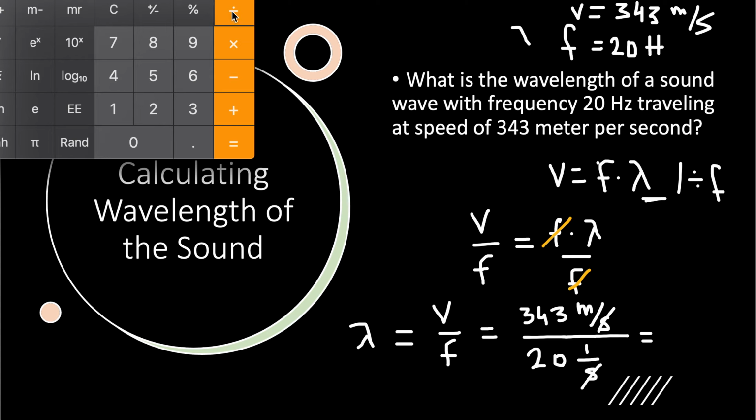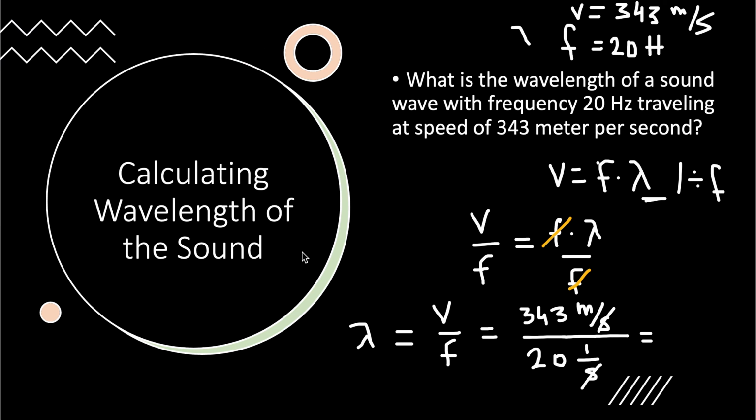divided by 20, which is 17.15. So lambda is equal to 17.15 meters. So the wavelength of the sound is 17.15 meters.